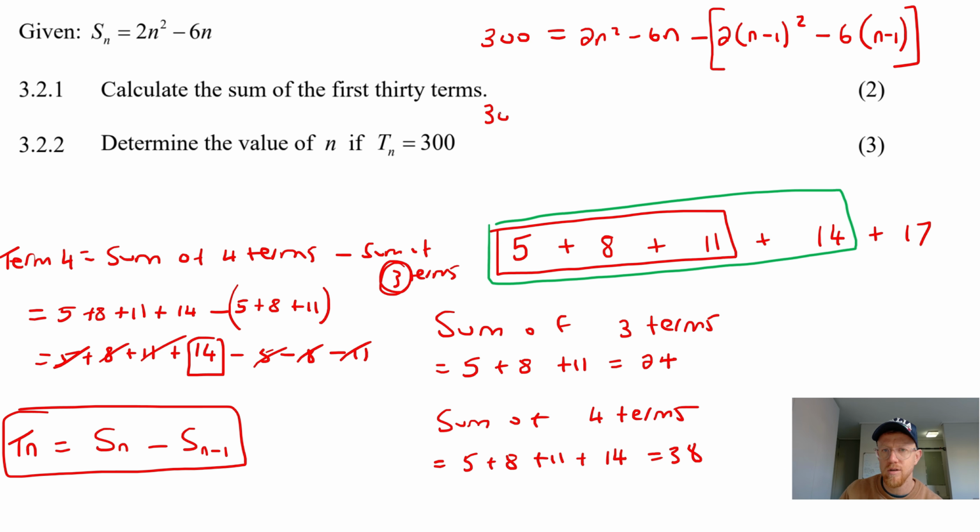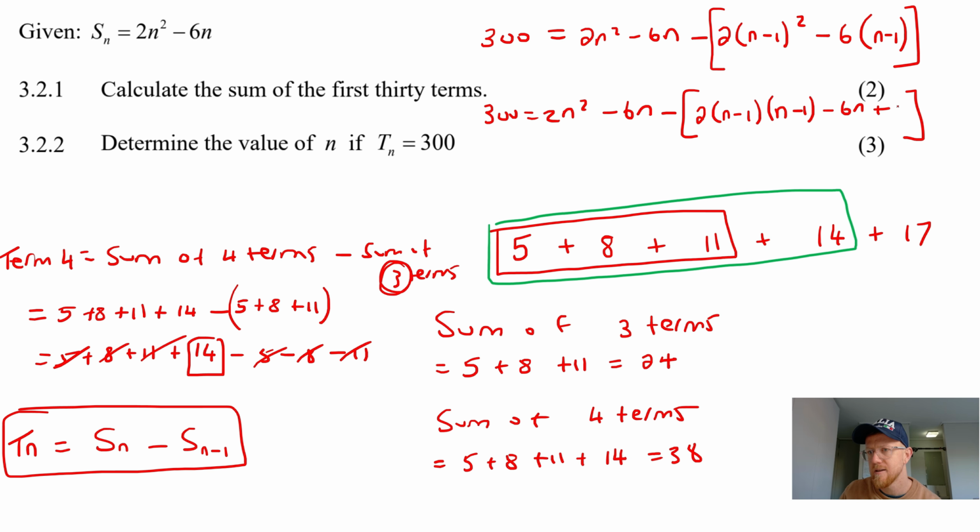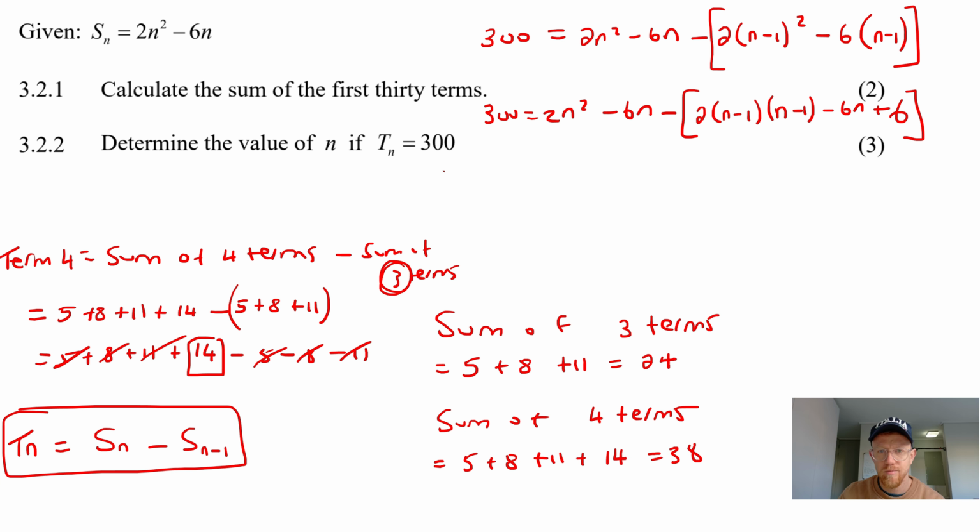So 300 is equal to 2n squared minus 6n minus. Now let's go and clean this bracket up first. So here you cannot put the 2 inside because you've first got to take care of that. And this 2, you cannot put it inside because you rather have to make double brackets. And then here I'm just going to put those 6 in, so minus 6n plus 6. And so let's carry on.